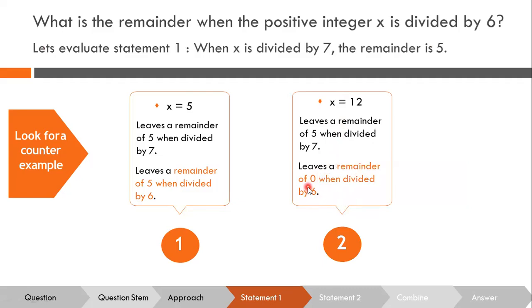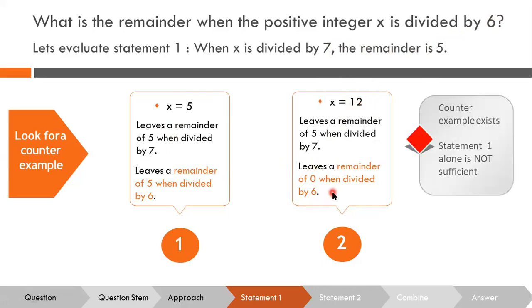Look at this. At this time, if you are taking x is 5, we are dividing by 6, our given divisor, and we are getting 5. But this number 12 is divisible by 6 as well. If we are dividing this by 7, we are getting the remainder 5. But if we are dividing by 6, we are getting the remainder 0. So 12 divided by 6, the answer is 0. A counterexample exists. Statement 1 alone is not sufficient.